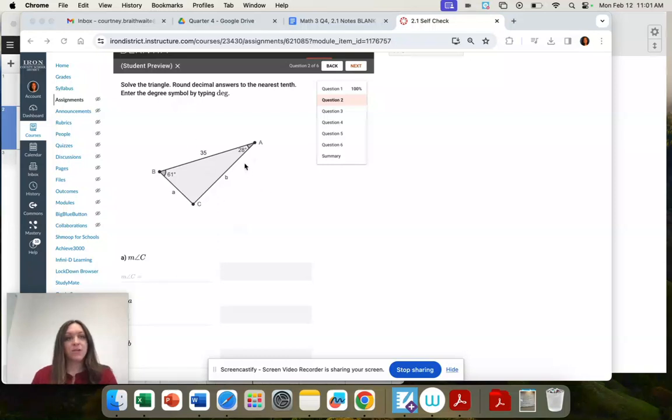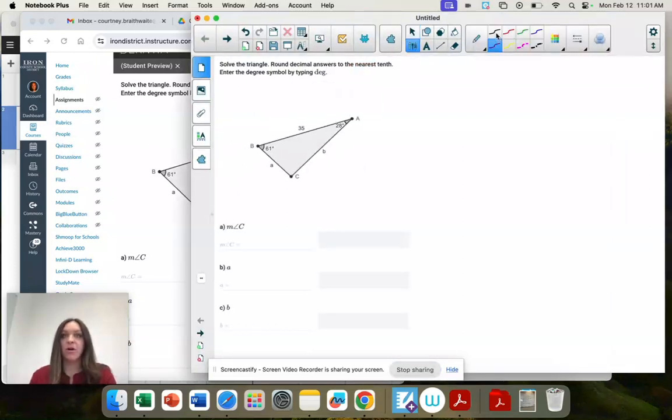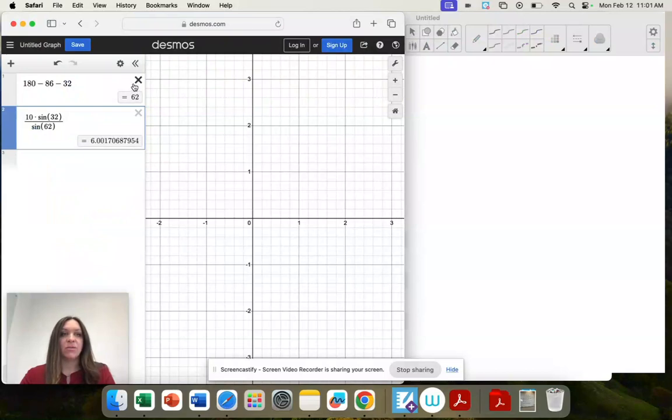Okay, question 2, solve the triangle. So again, we are not working with right triangles, but we are still dealing with triangles, and we know all the angles add to 180. So to find angle C, we're going to take 180 minus the two angles that we already have, and that's going to give us the third one.